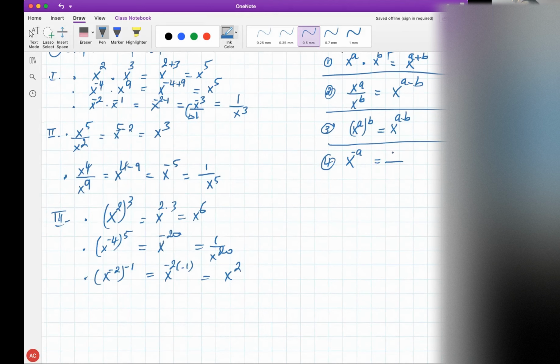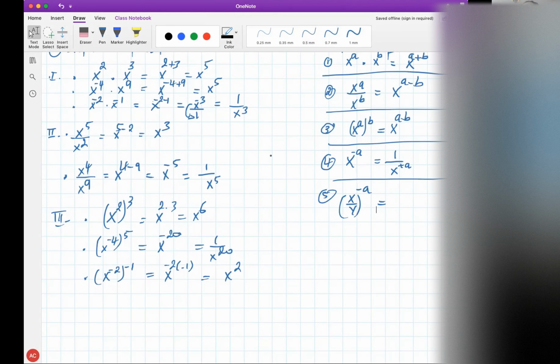1 over x to the power a, that's right, to the power a or positive a. So we've seen this before. This number 4, number 5 we've seen also. We've seen it earlier. So x over y, for example, a fraction to some power that's negative. What is that equal to?